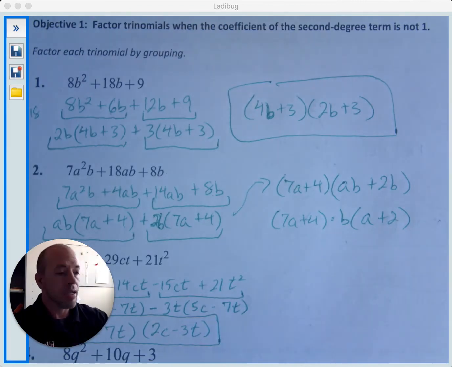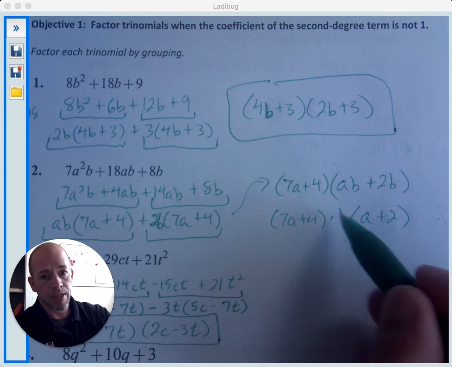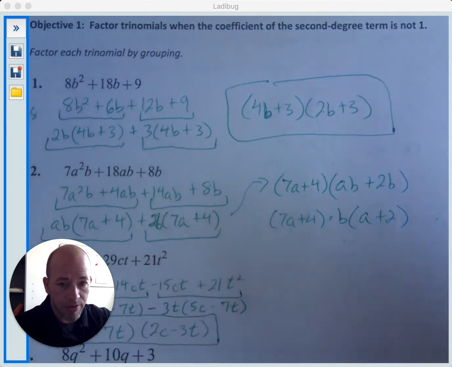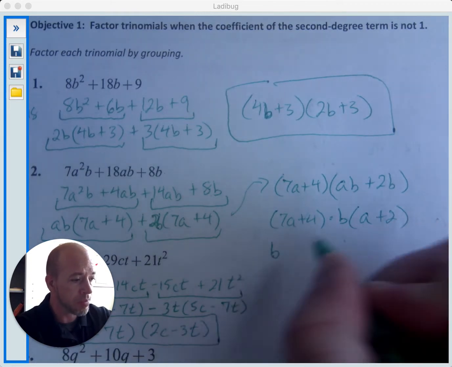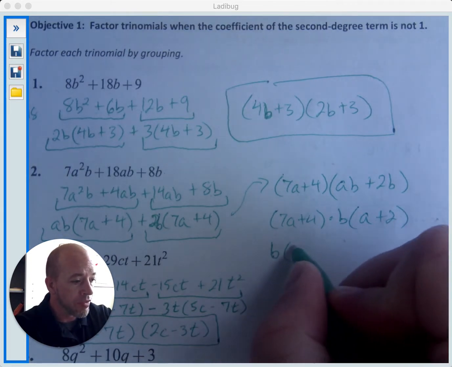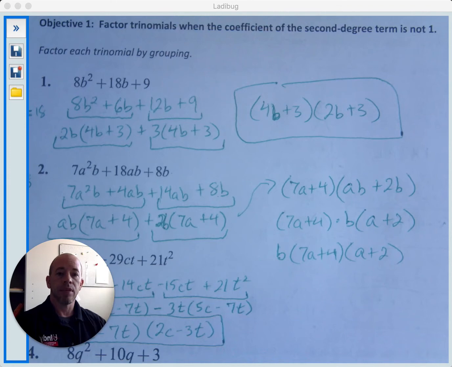You might reorganize it. Usually if there's a single variable that's factored out, people like to put it in the front. So you don't have to. You could leave it like this and that's fine, but some convention really is to put that b in the front. They're all factors, so it doesn't matter what order they're in. I can write it like that. And that would be a good answer.